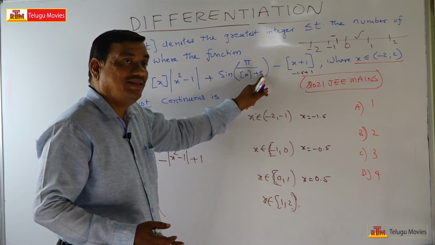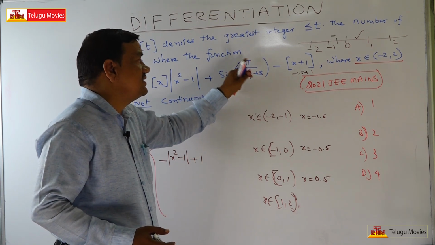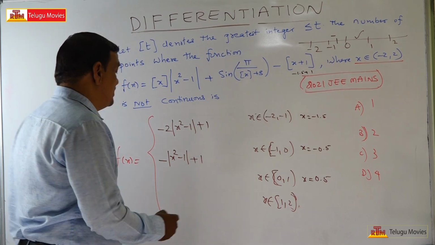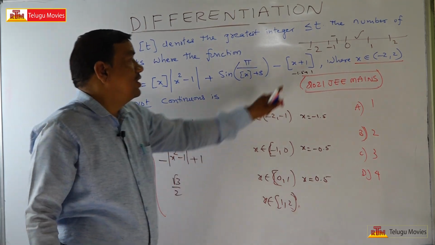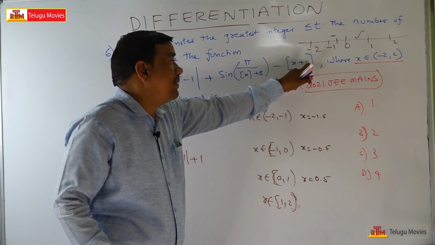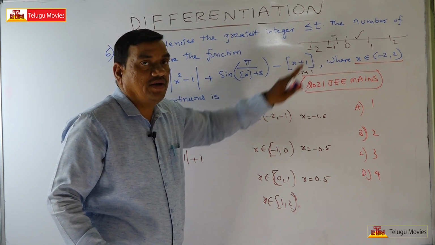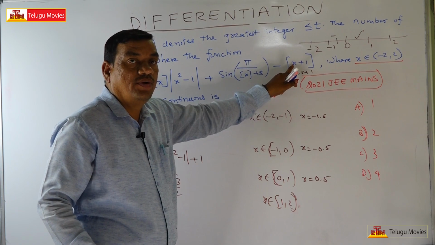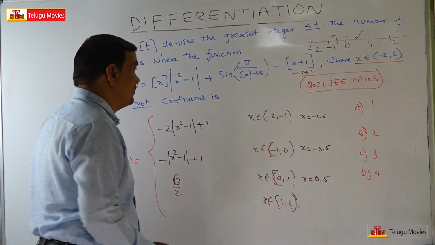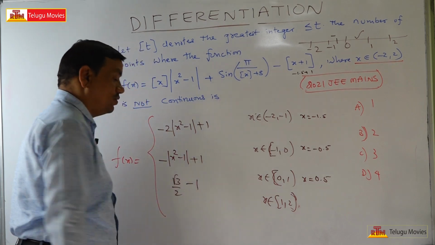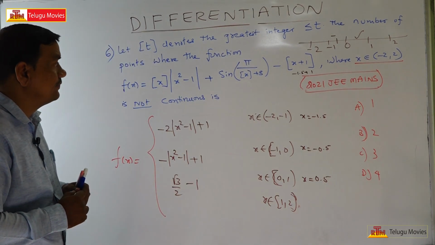0 plus 3, 3. Sin pi by 3. Sin pi by 3 means sin 60. Sin 60 means root 3 by 2. Root 3 by 2. This is 0.5 plus 1, 1.5. Step of 1.5 means 1. That is equal to minus 1. Root 3 by 2 minus 1.